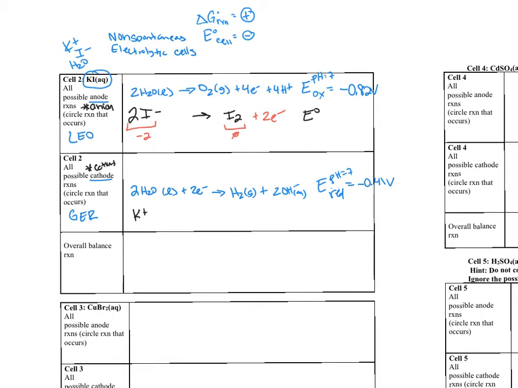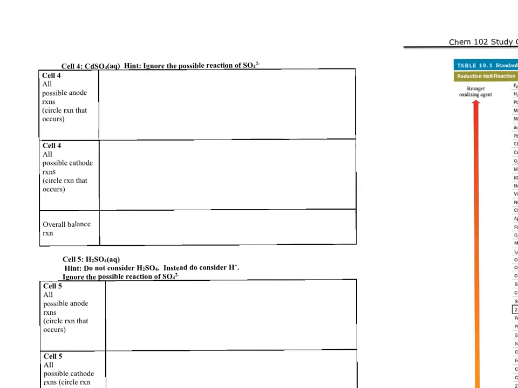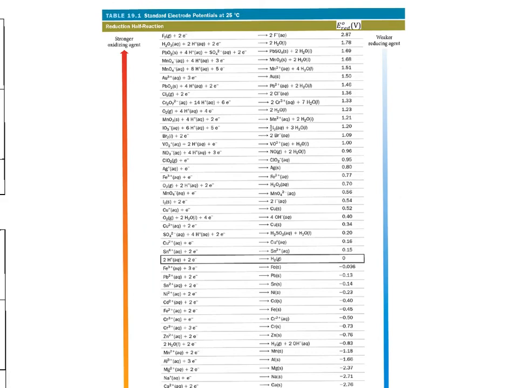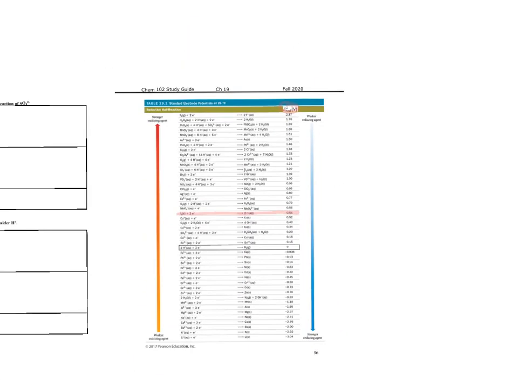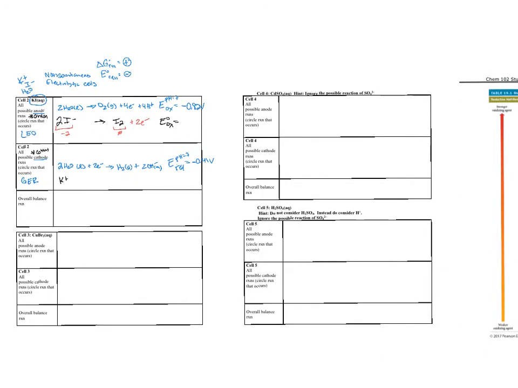And the E naught, so now we're back at standard conditions, for the oxidation of iodide. We're going to look at our table. And I see right here that iodine as a reduction, so the opposite direction of what we write down, is positive 0.54. So remember these are reduction values. So the oxidation is going to be negative 0.54. Reverse a reaction, you change the sign.